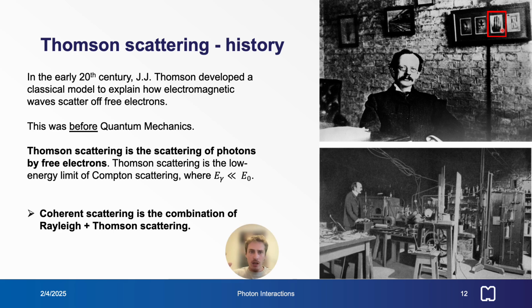Now, in the earlier 20th century, J.J. Thomson developed a classical model to explain how electromagnetic waves scatter off free electrons, and this was before quantum mechanics. Thomson scattering is the scattering of photons by free electrons, and it's the low energy limit of Compton scattering, where the energy of photons is much less than the binding energy of electrons. And coherent scattering is just a term that combines Rayleigh scattering and Thomson scattering.